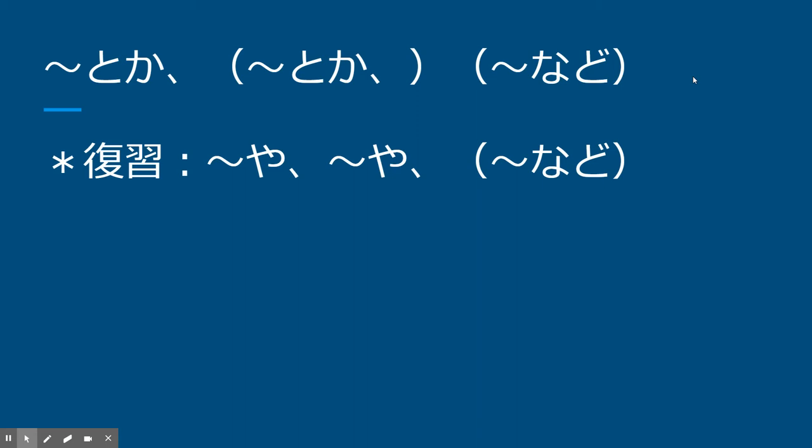So for example, I can say, watashi wa inu toka ga suki desu, where I only listed one thing. But if I say things such as in English, I would say things such as dogs. It means that there's more to that list, right? And it's somewhere in that realm of inu. So that's when I would use toka, not much of a change from ya. It is used in order to make a list of nouns, things such as, and what I'm implying is there's more to this list.